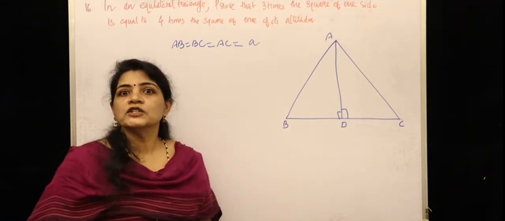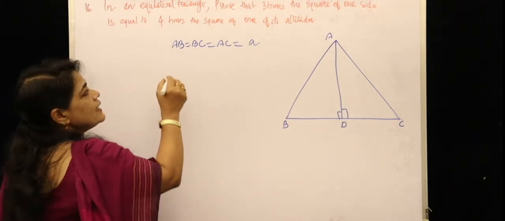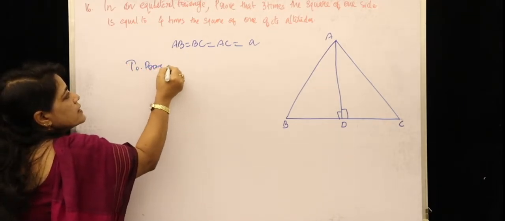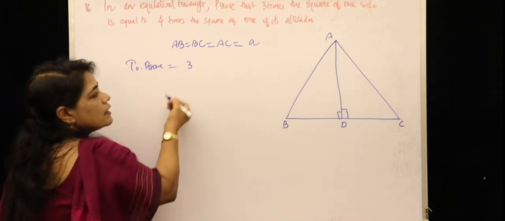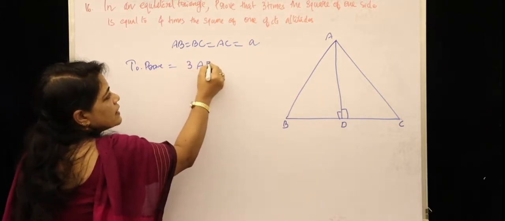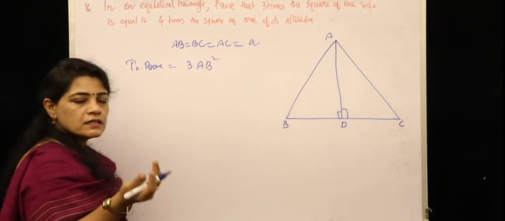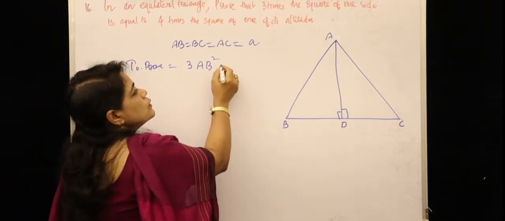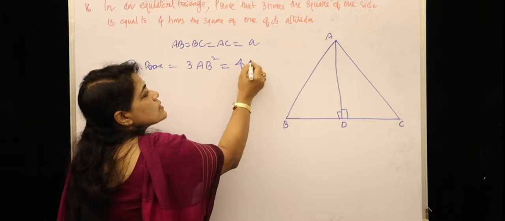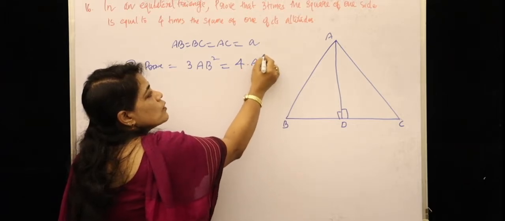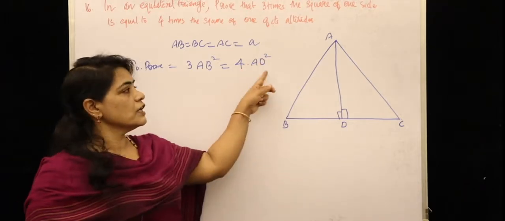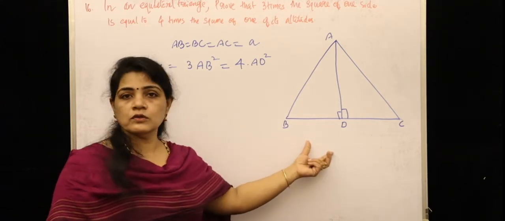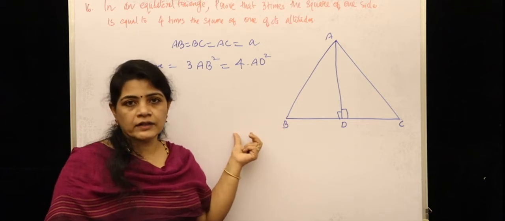Actually, what we need to prove, children, is that 3 times the square of one side, AB square or AC square or BC square, doesn't matter, is equal to 4 times the square of one of its altitudes, AD square. 4 times AD square. This is what we need to prove. You should write this from the question. It is not given directly.